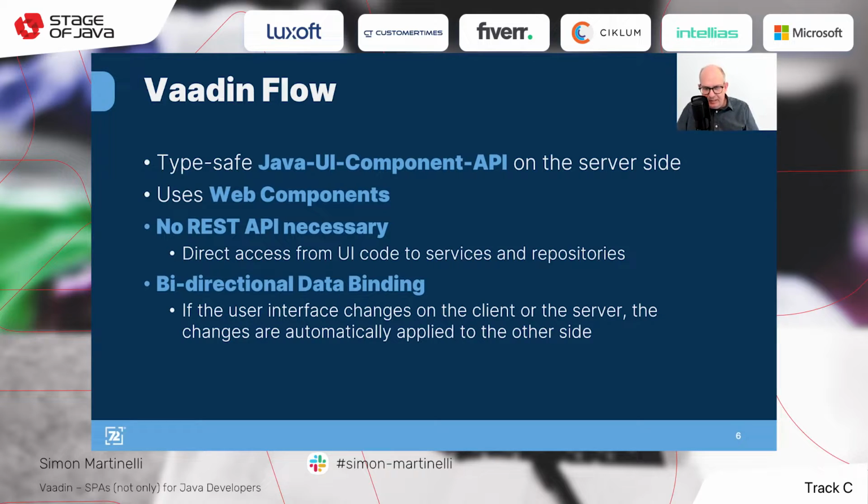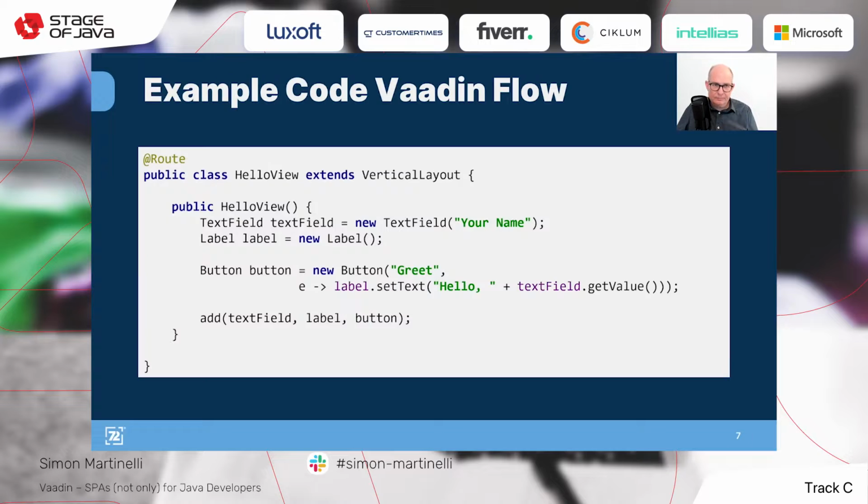So the benefits of that architecture is you can use a type-safe Java UI component API that uses web components, but you don't need any REST API for the communication because the communication is handled internally by Vaadin, so you don't have to touch this code. Plus, you have a bidirectional data binding, so if the user changes anything on the client, it will be reflected to the server, and if the server changes state, this will be reflected on the client. You can also have push notifications, so you can send events from the backend directly to the browser.